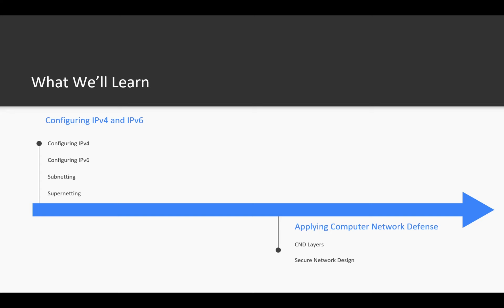And we are going to reach the final section of the course where we'll briefly discuss, at a high-level overview, applying computer network defense, shortly called CND. And here we'll talk about the computer network defense layers and about the secure network design. So this is how the course is structured. This is what you'll go through when you start this course.